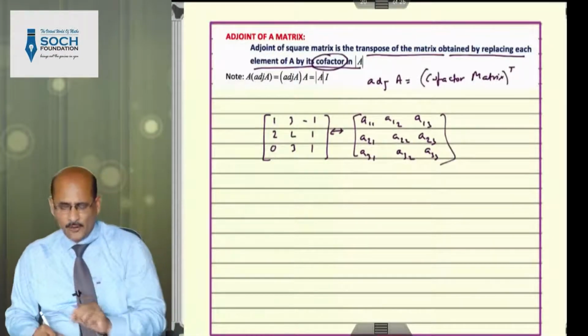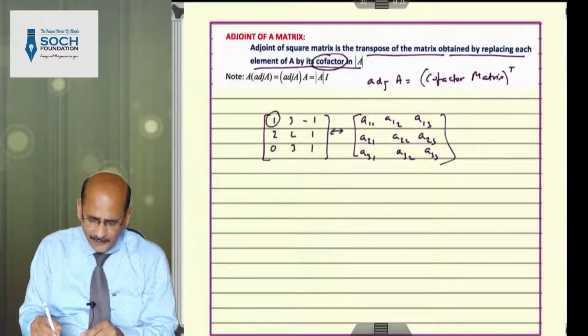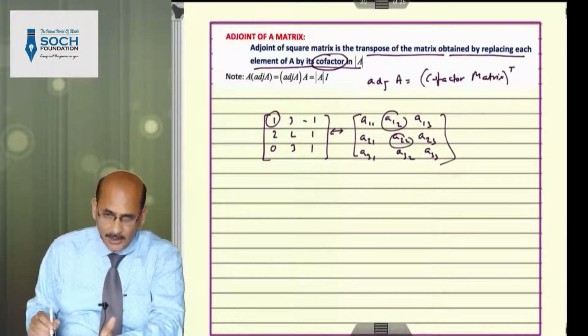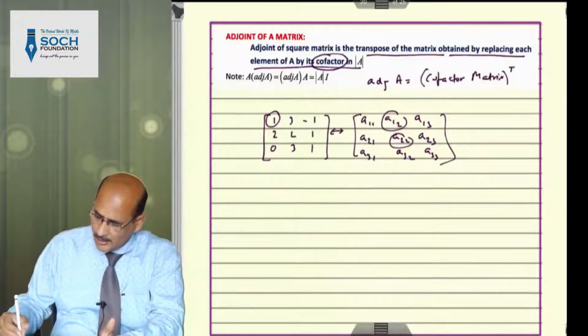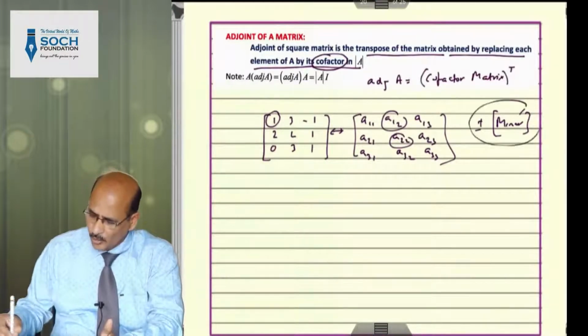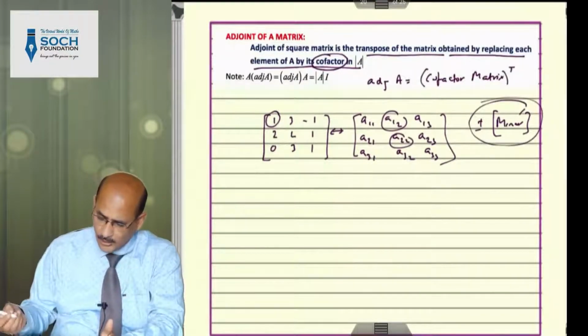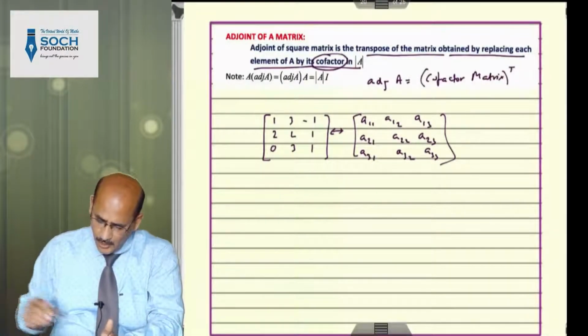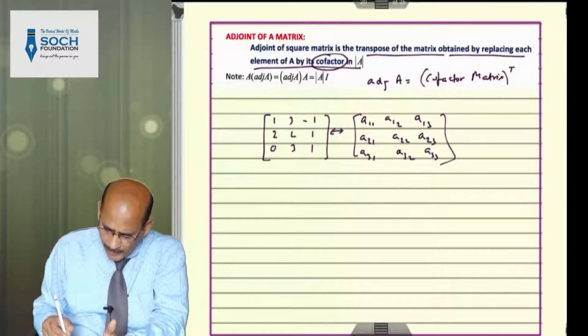Now, for every position of an element, whether it is A11, A12 or A22, you can find the cofactor of it. Remember, cofactor means to the minor, you put the plus or minus sign. So this becomes the cofactor matrix. Let us see this clearly. Suppose I want to find the cofactor of A22. Now, what is A22? It is here.